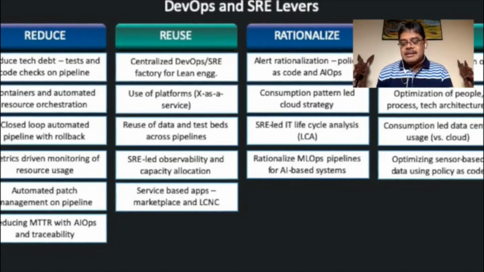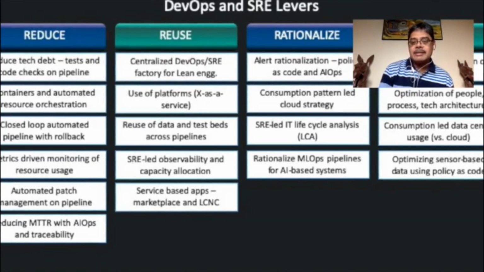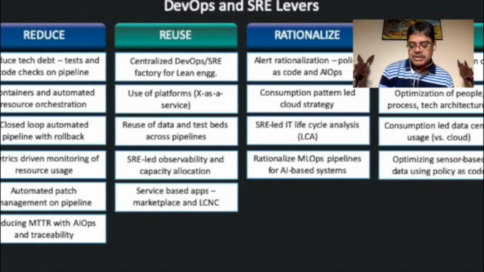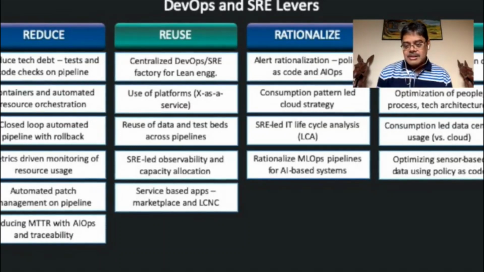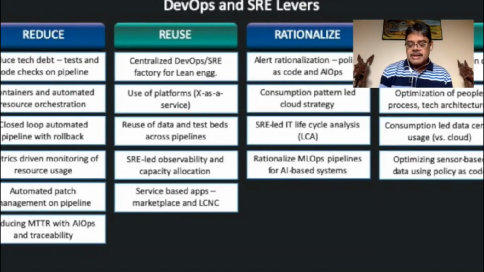Then consumption-led data center usage versus cloud. So when you are balancing your data center versus cloud usage, how can you make it more consumption-led, more real-time? Can we do that? Can we use intelligent IT, intelligent automation to do it? The last one is about optimizing your sensor-based data using policy as code. So there is a lot of sensor-based data noise that we are also talking about. Now, how can you optimize the sensor-based data using policy as code? It's kind of a borderline between you rationalize and optimizing goals, right, for sustainability. So those are important things that come as a framework when we are talking about DevOps and SRE levers for achieving a set of sustainability.